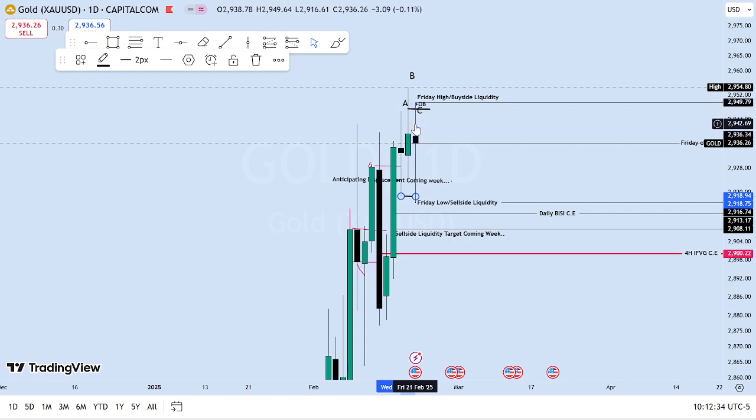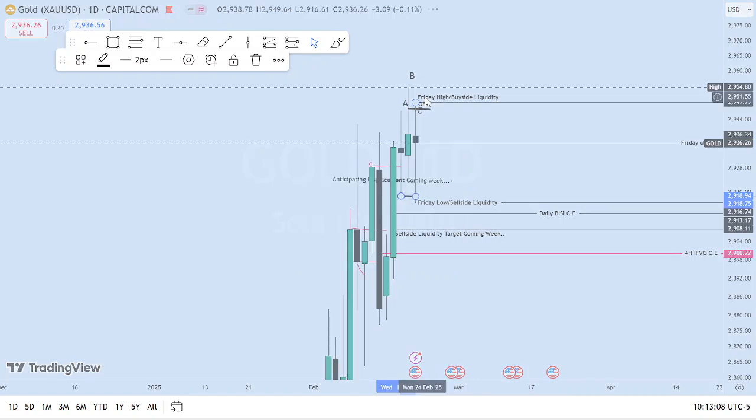We have the Friday high, where the week also reached for, resting above here, buy side liquidity. And we have the low of Friday, sell side liquidity. So coming week, we are anticipating price taking either the high first, then coming to take the low of Friday. That's the previous day high and low, which is Friday. Yeah, from daily go back to 4 hours.